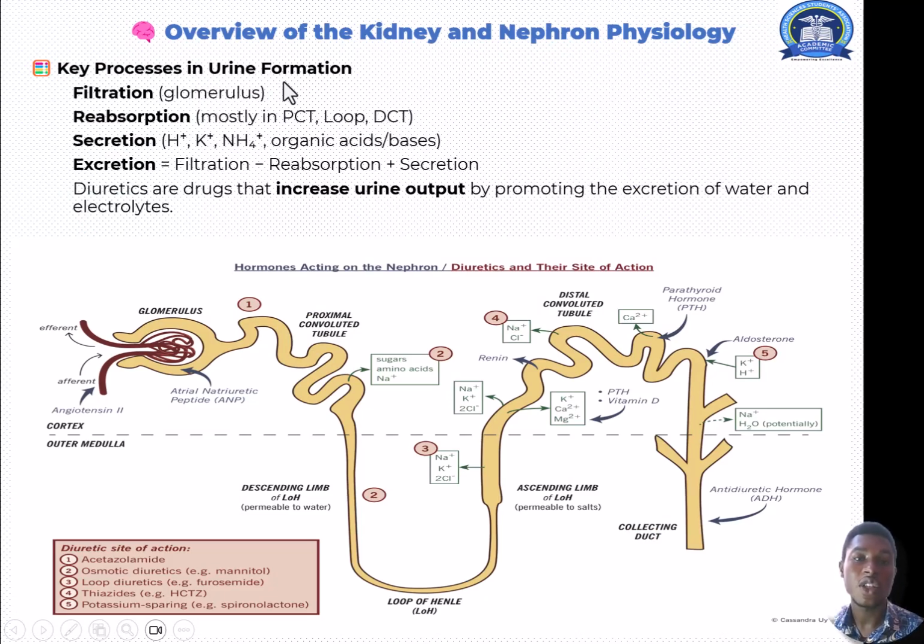So the urine formation is that first there is filtration from the glomerulus, and then some reabsorption will happen in the proximal convoluted tubule, the loop of Henle, and then the distal convoluted tubule. Then there are secretions. What makes up the urine is that there are secretions. So some ions like hydrogen ion, the potassium ion, the ammonium ion are secreted into the urine to form part, and then finally it is excreted. So there is filtration minus reabsorption from the filtrate, and then what is left plus the secretion is what will eventually form urine, and that is what is excreted.